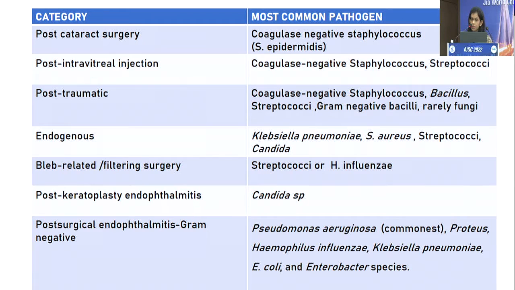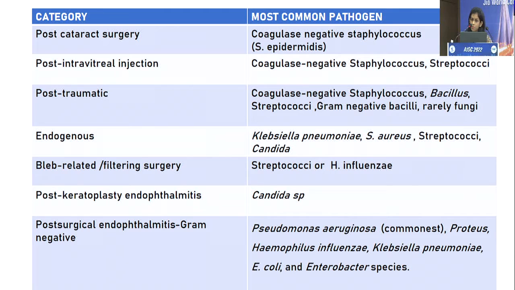The most common organism responsible for intraocular surgical endophthalmitis, post-cataract surgery, is coagulase negative staphylococci, that is Staph epidermidis. After intravitreal injections, it could be coagulase negative staphylococcus or streptococci. In post-traumatic endophthalmitis, either coagulase negative staphylococci, bacillus, streptococci, gram-negative bacilli, and rarely fungi may be responsible. Endogenous endophthalmitis is most commonly caused by Klebsiella pneumoniae, Staph aureus, streptococci, and candida. In bleb-related or glaucoma filtering surgery-related, either streptococci or Haemophilus influenzae are associated. Post-keratoplasty, candida can cause endophthalmitis.